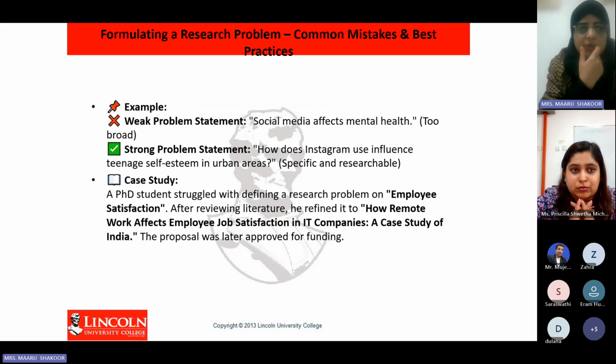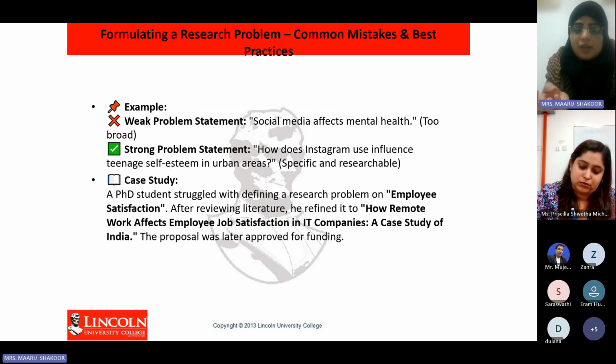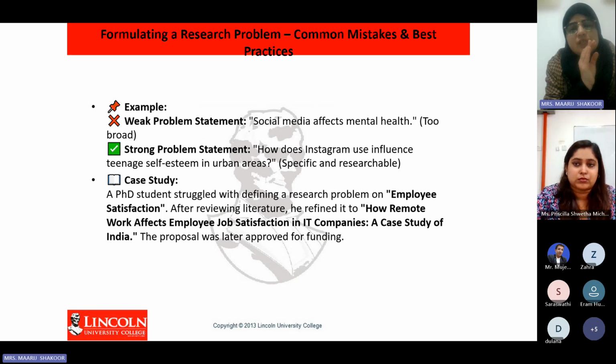Yes, here is a weak problem statement: social media affects mental health. It's too broad. Why is it too broad? In social media there are many apps: Twitter, Facebook, Instagram. So it is too broad. You have to narrow it down, but not too narrow. A strong statement should be like this: how does Instagram use influence teenage self-esteem in urban areas? It's specific and also researchable, so you can work on it.